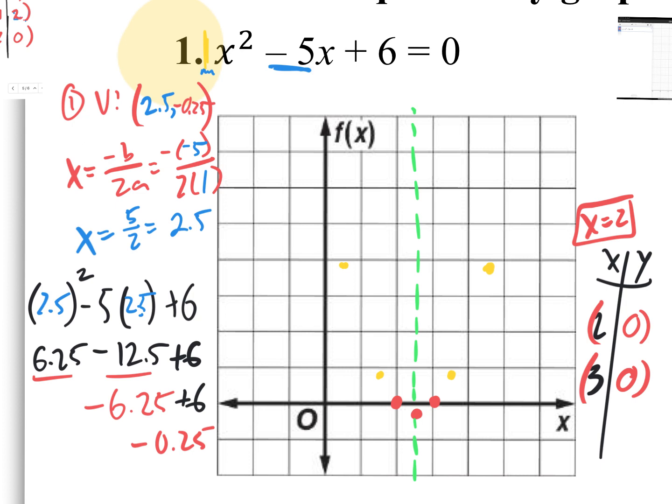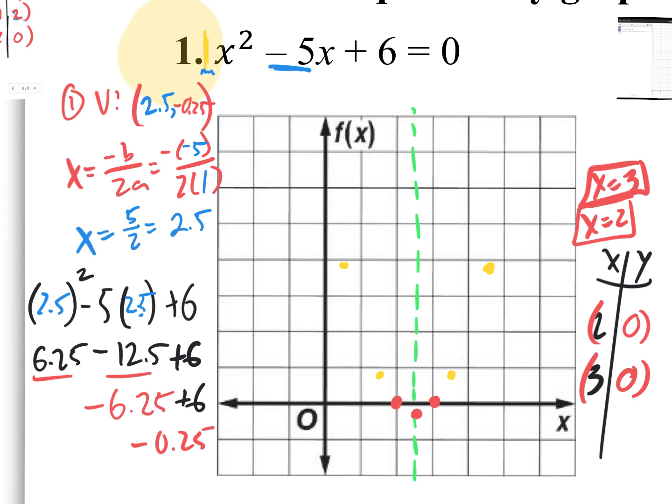So since I'm looking for my x-intercept values, it would be these two, which is x equals 2 and x equals 3. Was that fun? I don't know. Maybe if you're bored on Saturday night, sure. But right now in class, we want to be more efficient.